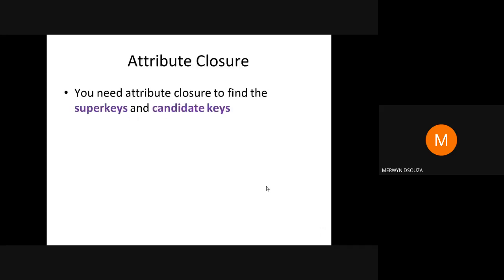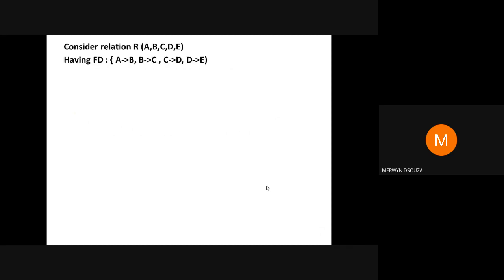So why do we need attribute closure? We need attribute closure to find the super keys and the candidate keys. So let's take an example and try to understand more about attribute closure. Consider a relation R having the attributes A, B, C, D, and E. Also, the functional dependencies present in the relation are given. A determines B, B determines C, C determines D, and D determines E.